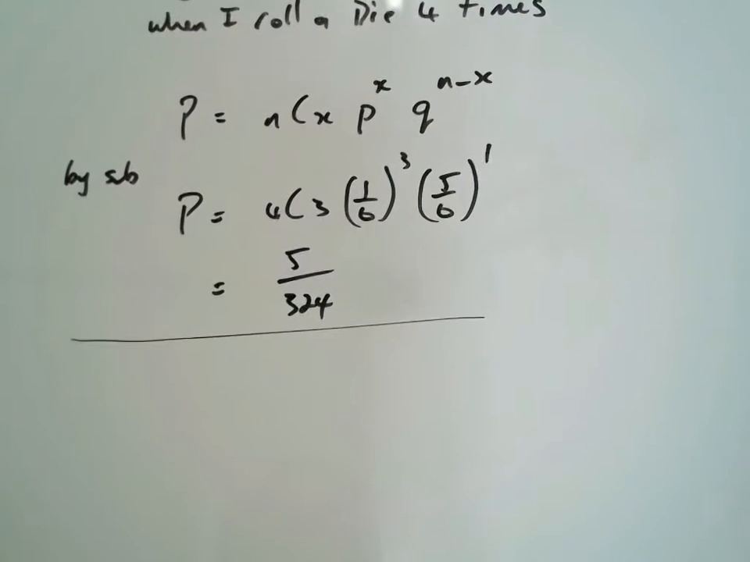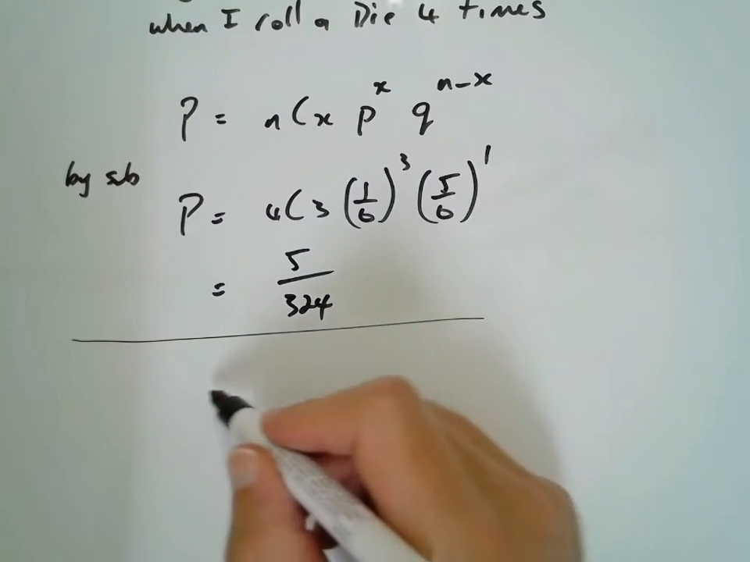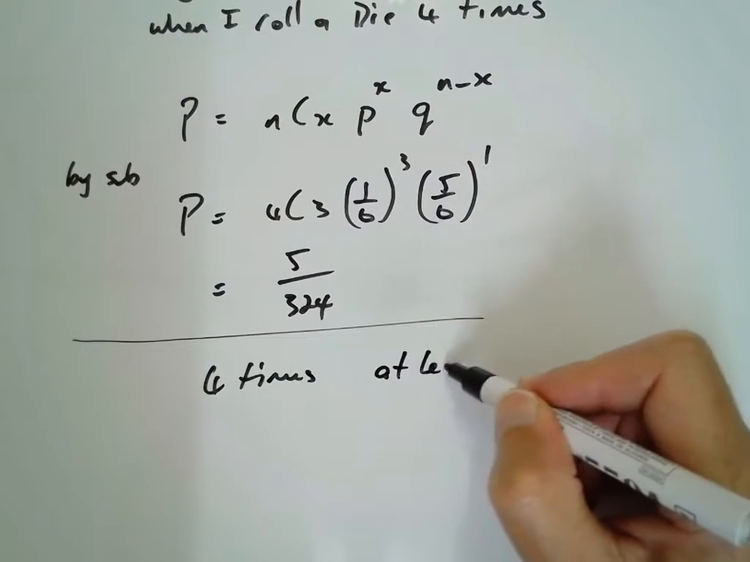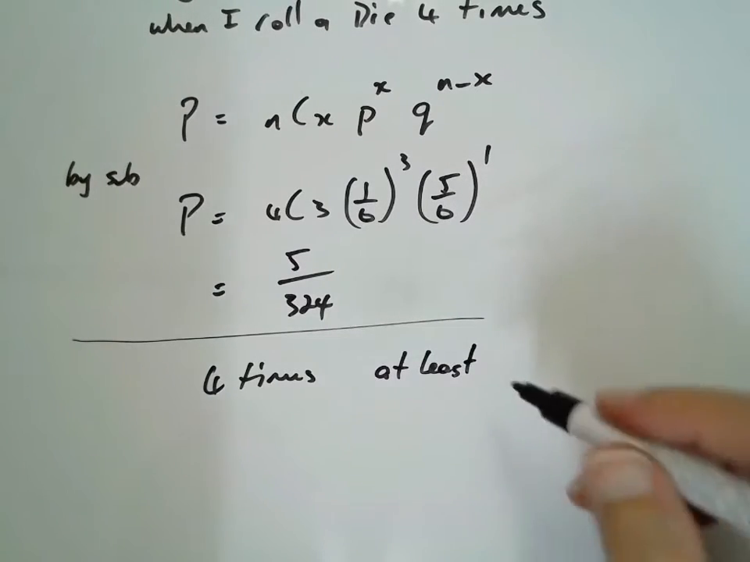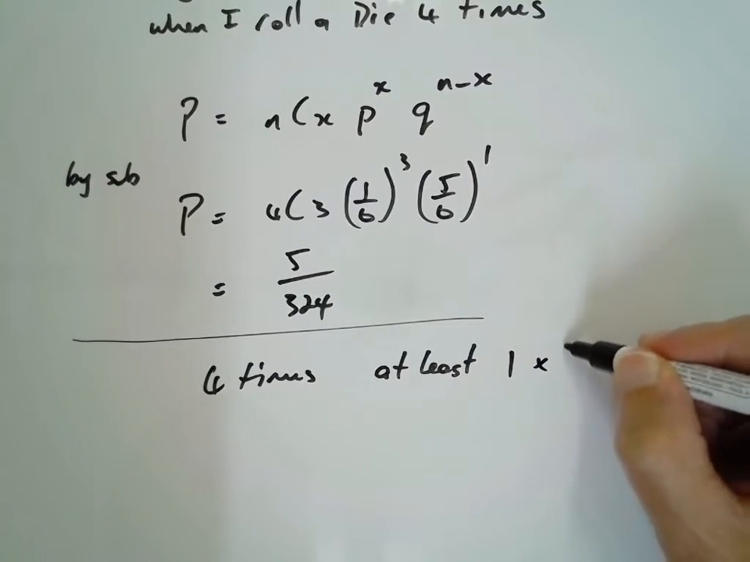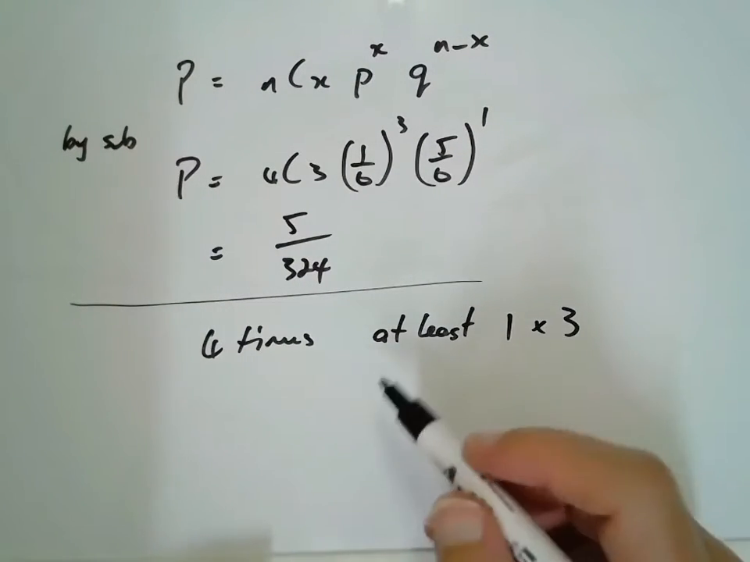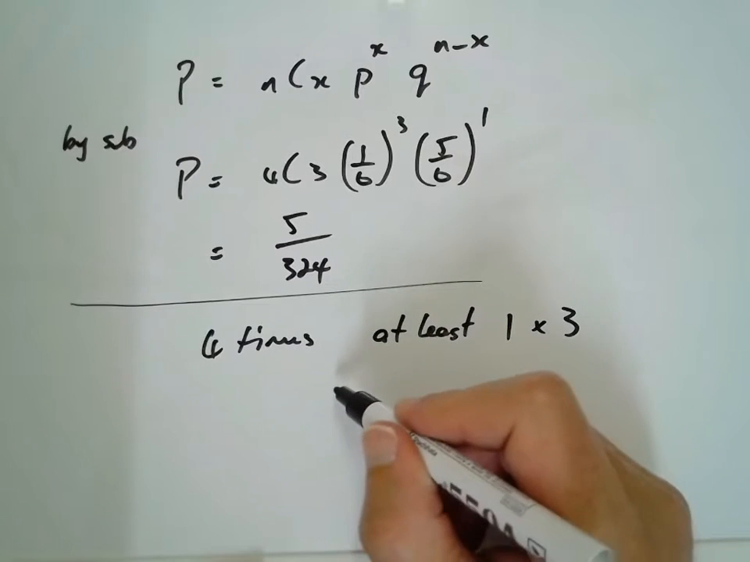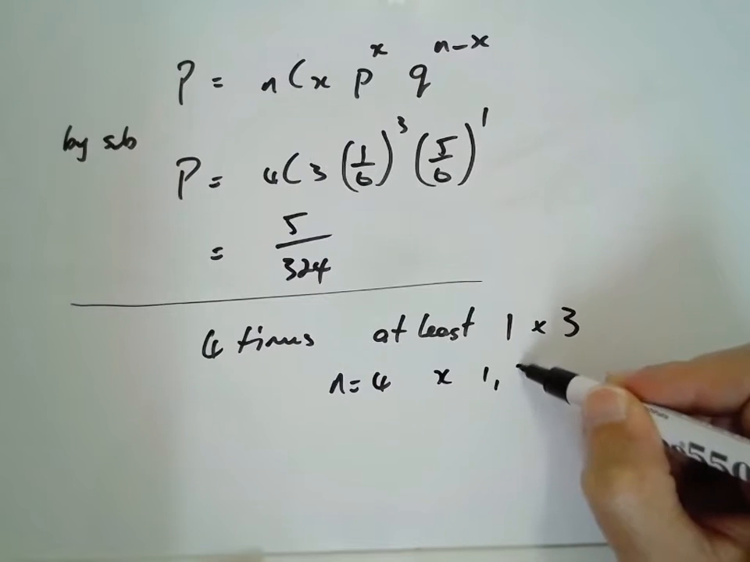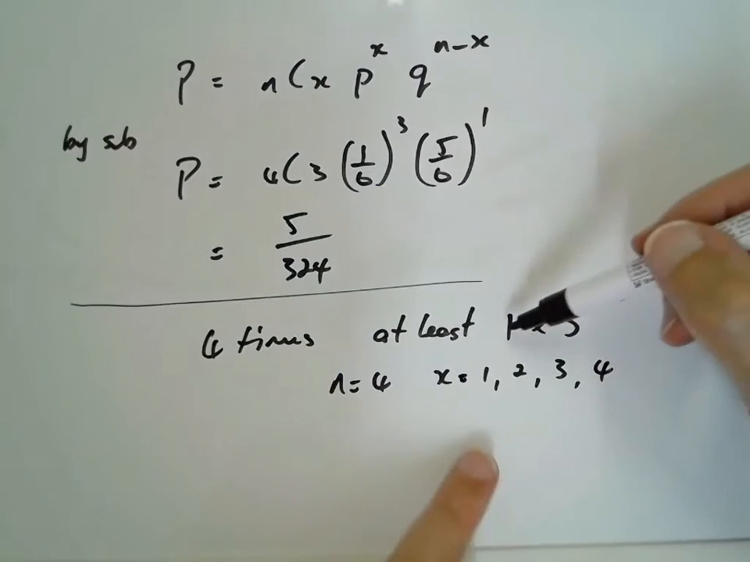Potentially there might be the question of saying, let's just say I'm rolling a die 4 times. What's the chance that I get at least 1 3? So that's when you've got to go, n is 4, but x can be 1, 2, 3, or 4. Because it can be at least 1 3.